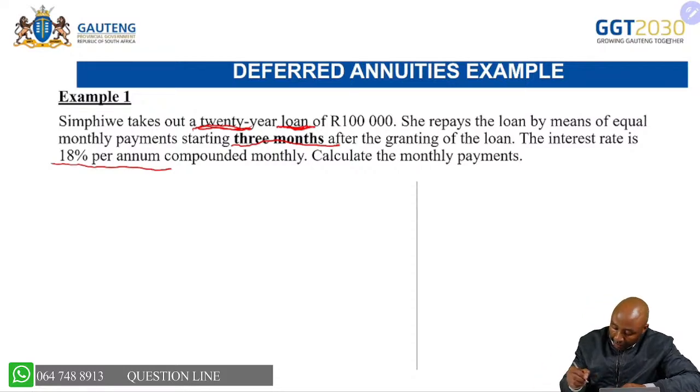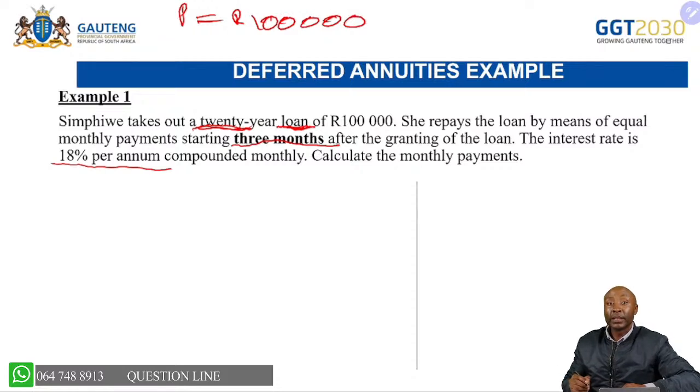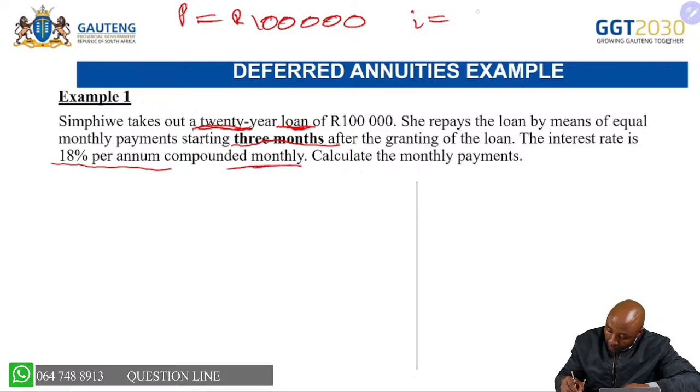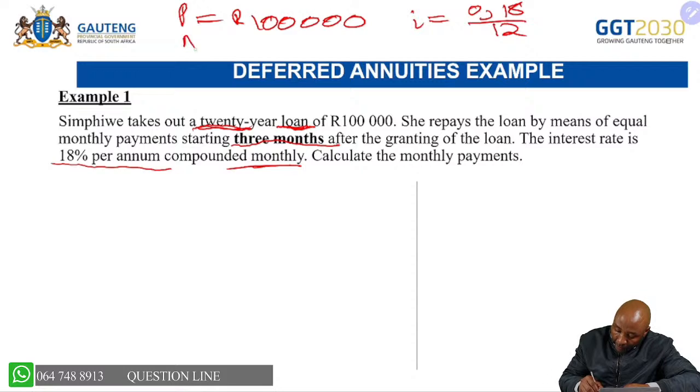We are able to see that our present value is going to be 100,000. Our interest is going to be 18% per annum compounded monthly. So we know that this is 0.18 over 12. And then to get the number of payments, our number of payments will be given by the number of years, which is 20, multiplied by the compounding period monthly, and that will give us 240 payments.